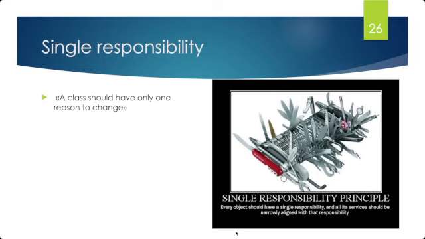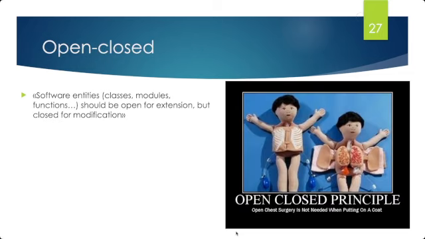I think it's maybe the most simple principle. The next one is the open-closed principle, the second principle, and it says software entities should be open for extension, but closed for modification. It means that your classes and functions should allow new behavior without changing existing code.